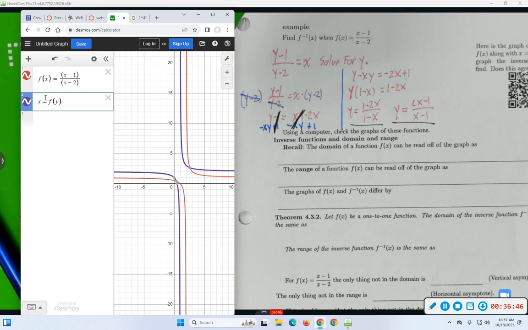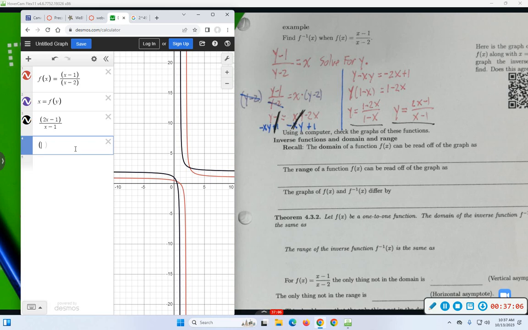Let's graph the function that we have and see if it does the job. Let's graph 2x minus 1, divided by x minus 1. Does that look about the same as the purple thing? And maybe just for the sake of completeness, let's also do that one: 1 minus 2x divided by 1 minus x. Is that the same thing again? Nice. So all of those are the same function. So that's just the reminder that you can find inverse functions algebraically, and that you can check them by looking at a graph.